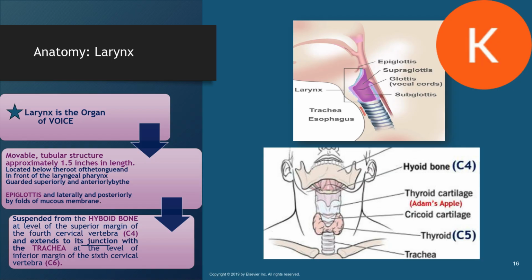The top picture here shows the larynx and the subdivisions. We have the epiglottis, supraglottis, glottis, which is our vocal cords, and subglottis. The bottom picture here shows the hyoid bone at the level of C4, our thyroid cartilage, which we can also call Adam's apple, cricoid cartilage, thyroid, which is at the level of C5, and trachea.